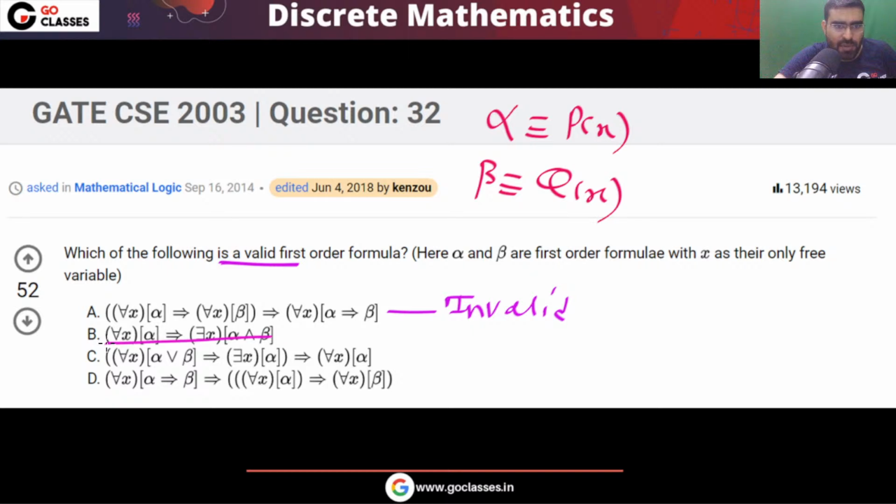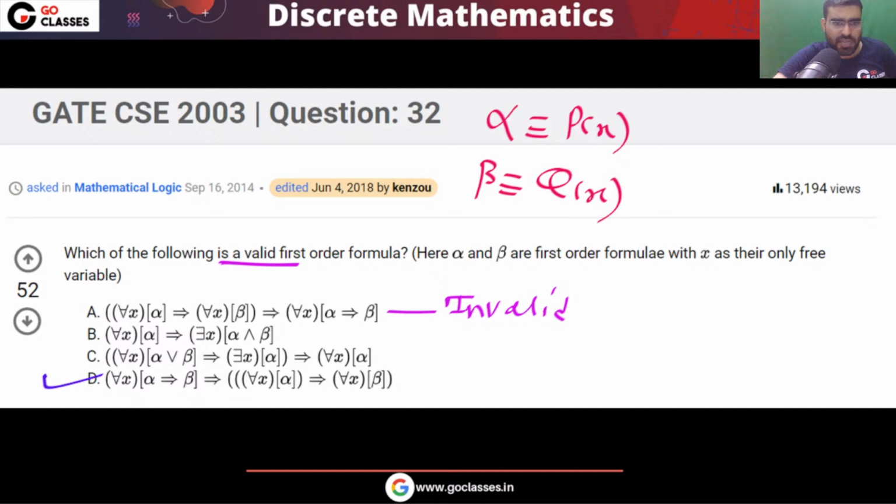Option B, the table will not help you. Do you agree? Yes or no, Sumant? Option B, the table will not help you. Option C, the table will not help you. But option D, the table will help you. This is definitely valid. Option D is valid because from the compact side you can go to the expanded side. So this is definitely valid.